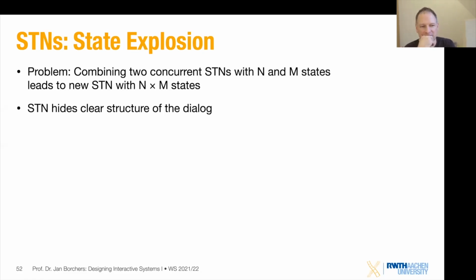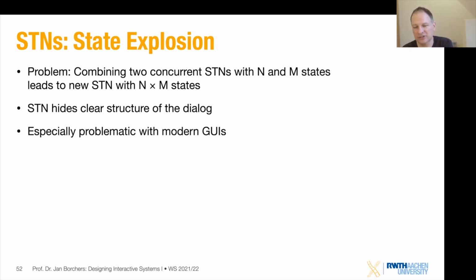So what this means is that as the state explosion is happening, your STN begins to hide the very clear structure of the dialog, right? Because the dialog is super simple. It's 3 checkboxes. Each can be on or off, right? This should be clear, and this gets lost if you look at this hypercube. It's way too complex to quickly visually parse what's going on. And this is especially problematic with today's graphical user interfaces, because they consist always of lots and lots of different options of things you can do in parallel. And all of these would have to be modeled in any combination of sequence that people could think of, right? So that gets messy.